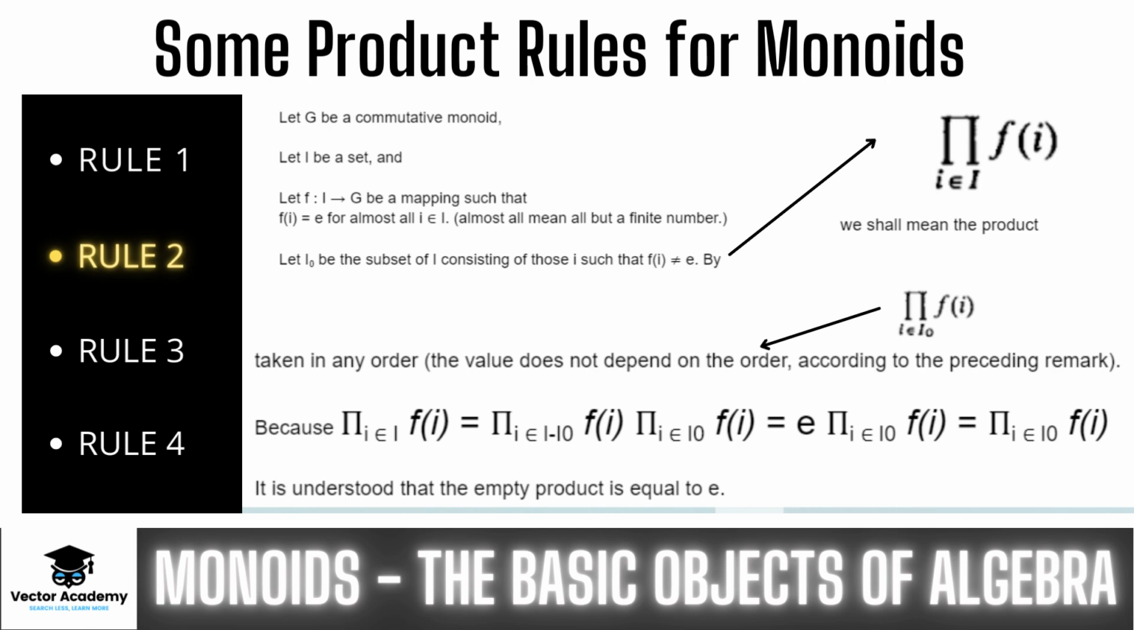Let G be a commutative monoid. Let I be a set, and let f be a mapping from I to G such that f(i) equals A for almost all i belonging to set I. Almost all means all but a finite number. Let I0 be the subset of set I consisting of those i such that f(i) is not equal to A. By the product, we shall mean the product taken in any order. The value does not depend on the order, according to the preceding remark. Because it is understood that the empty product is equal to A.